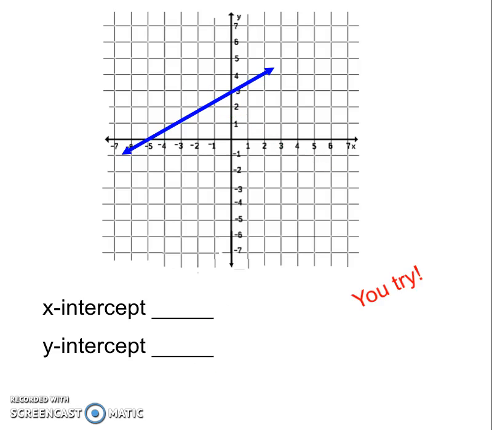Try this one on your own. Pause your video and try this one. Make sure you record both the graph and your answers on your notes. Did you get an x-intercept of negative 5, 0? Did you get a y-intercept of 0, 3? If you did, give yourself a smiley face. If you didn't, go back and see if you can figure out where you made your mistake.